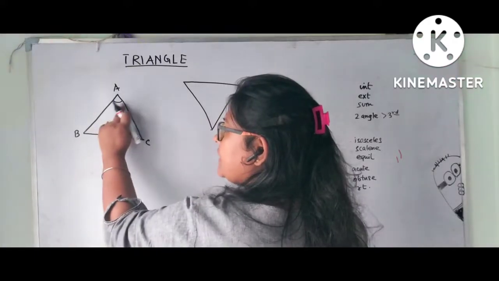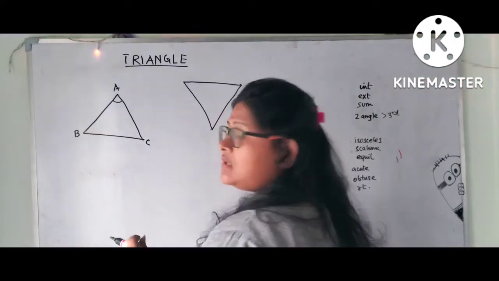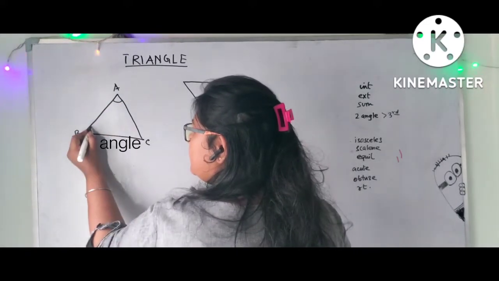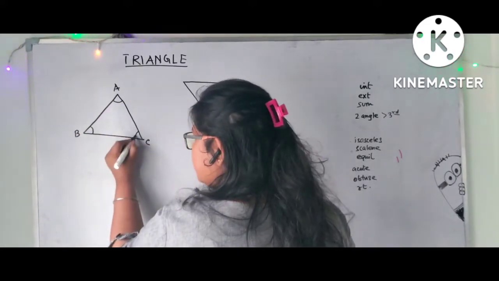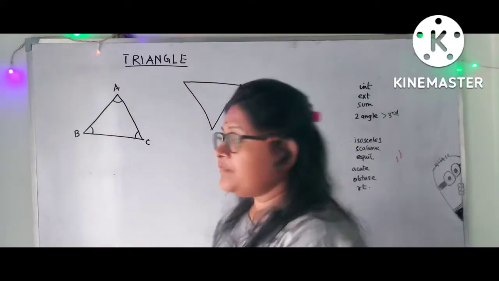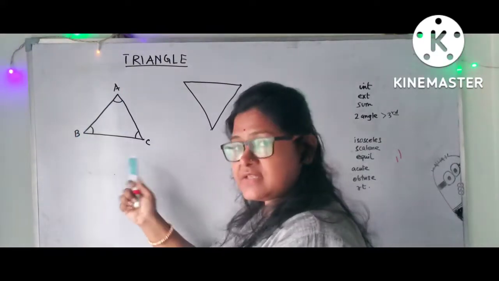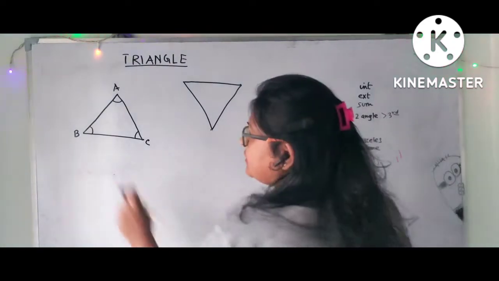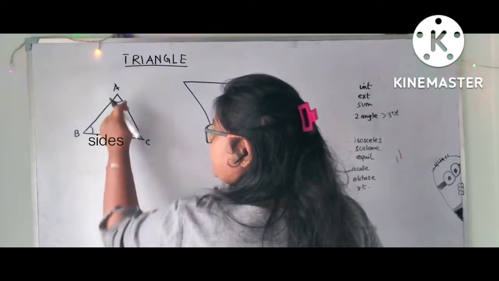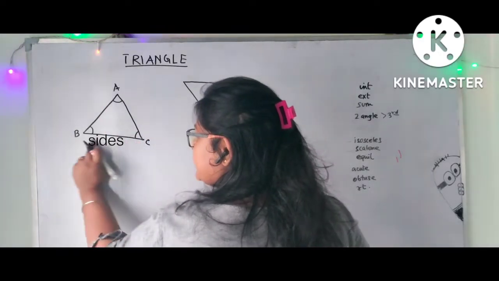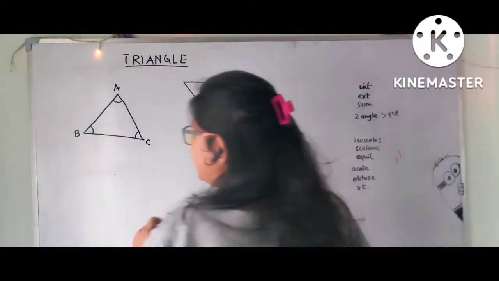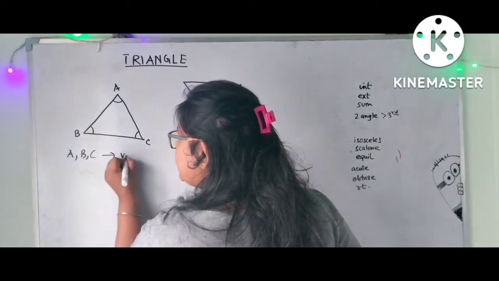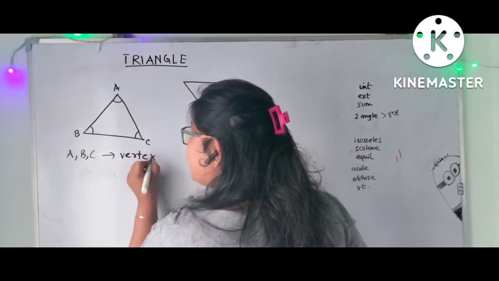Two lines joining, and the difference between the lines at these two points is actually called an angle. So this is an angle, B will also be an angle, and C will also be an angle. So there are 3 vertices with 3 angles and 3 sides. What are the sides? Side AB, side AC, and side BC. Okay? Now, A, B, C, I said these are my vertices.